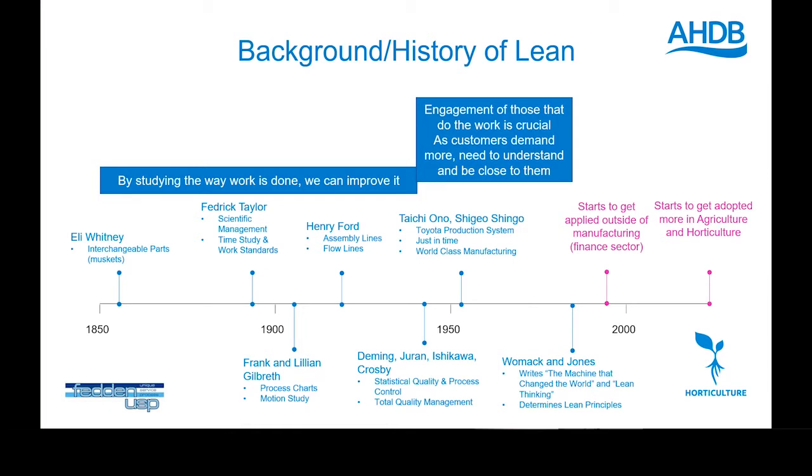What happened was there are two people called Womack and Jones. I've put some links to some of these things at the end of the presentation. They wrote two books. The first one was called The Machine That Changed the World, and the second one was called Lean Thinking. They studied how Toyota and Japanese manufacturers were applying Lean, and then documented that and created a set of Lean principles. That started to come into manufacturing in the 80s and 90s, probably when Neil and I first started doing it all of those years ago.